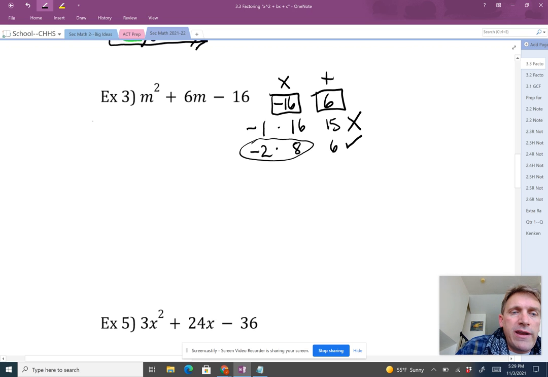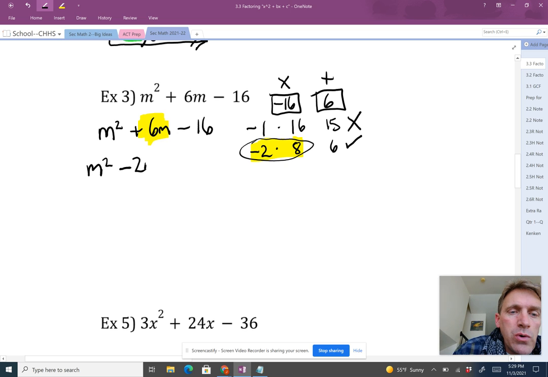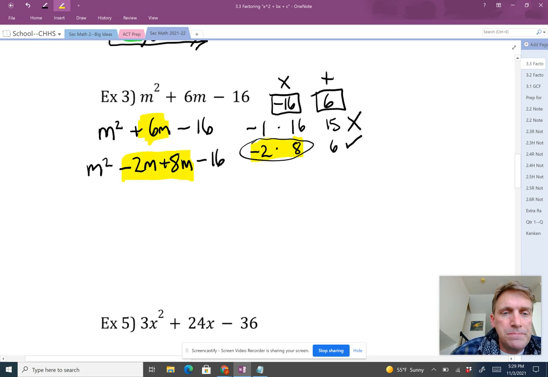So when we're rewriting this, we're going to write m squared plus 6m minus 16. And I'm going to take these two numbers that I've found and rewrite 6m using those. So I'm going to write m squared minus 2m plus 8m minus 16. Those two, 8m minus 2m is 6m. Those are equal. So now I've written this in 4 terms.